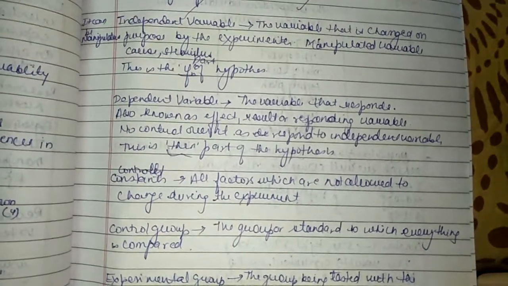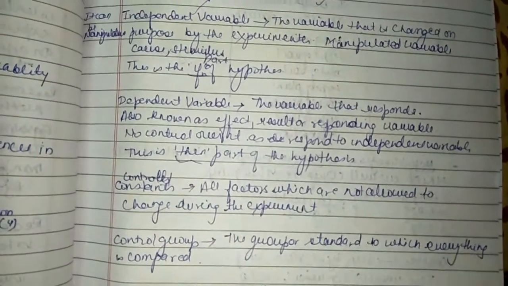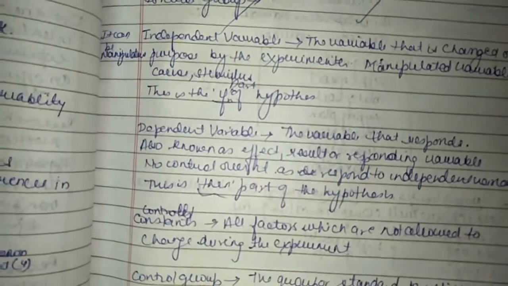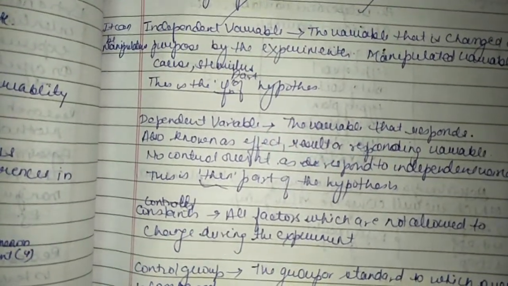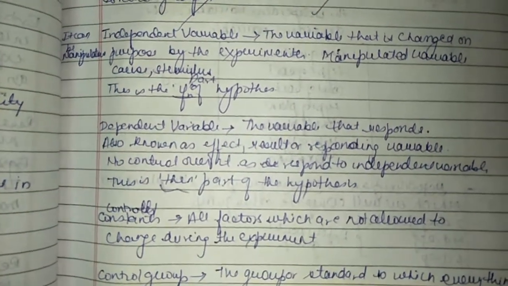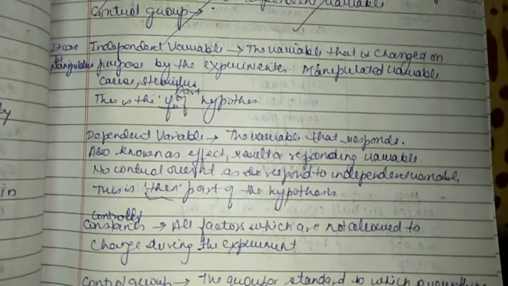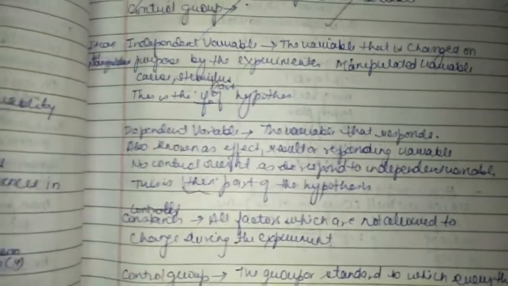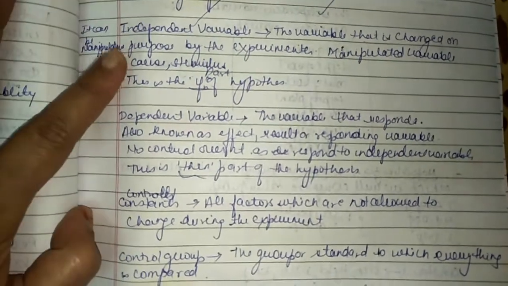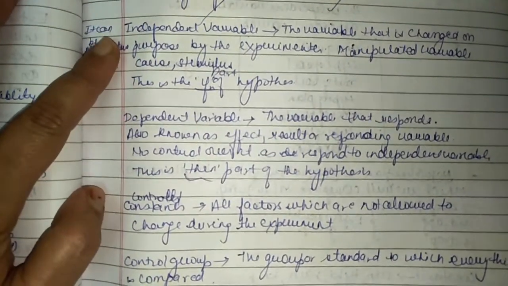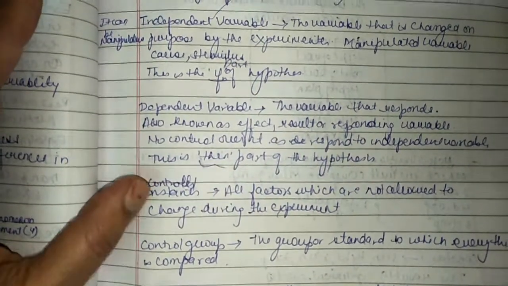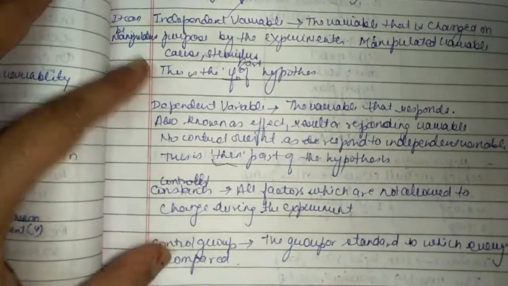Hello everyone. Today I'm going to take up the topic in research methodology, the concepts which are important in the context of a research design. Being a research student, you should be aware of these concepts. So we are going to take up the concepts of independent variable, dependent variable, constant, and control group.